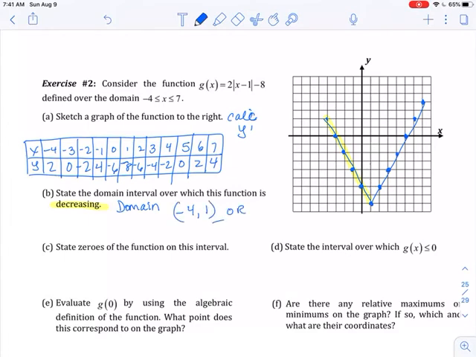Now you actually have a choice whether you want to include those numbers or not. Either of these answers would be okay. You can either include the -4 and 1 or not include the -4 and 1. Both are okay.